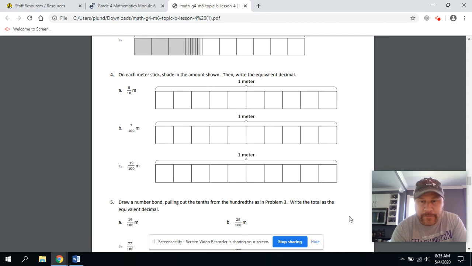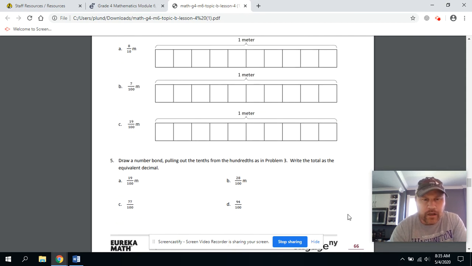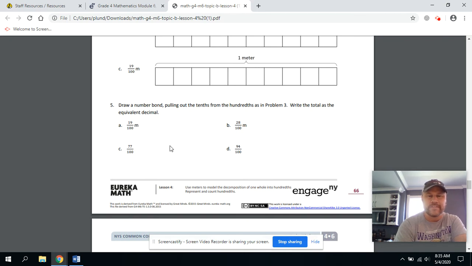Anyway, so down here, draw a number bond. So you're pulling out the tenths and the hundredths. So let's say you're on C. Circle it. You pull out 7/10 and 7 hundredths. So that is equivalent to 0.77 or 77 hundredths. Same thing, because 7/10 is equivalent to 70 hundredths, as we saw up here. So this is 77 hundredths.